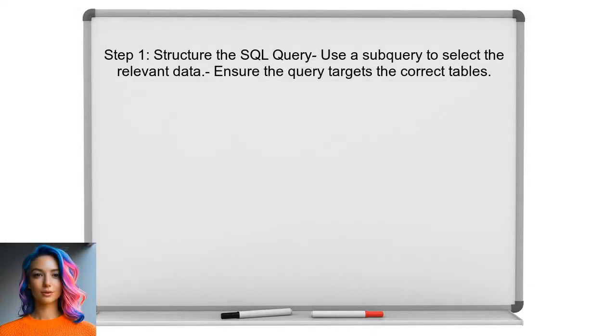To update the column based on the intersection of geometries, the user should start by ensuring they have the correct structure for their SQL query. This involves using a subquery to select the relevant data.